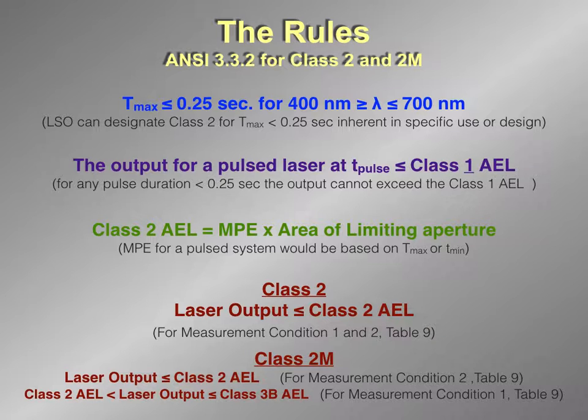Class 2 AEL is found in the same manner as Class 1. You take the MPE based on a quarter of a second exposure, multiply by the area of the limiting aperture used in the calculation, and that will give you the Class 2 AEL. And we already know the Class 2 AEL from previous courses is 1 milliwatt of average power. So for Class 2 the laser output is less than the Class 2 AEL for measurement condition 1 and 2, and for 2M it is less than or equal to the Class 2 AEL for condition 2, but for condition 1 it's greater than the Class 2 AEL but less than or equal to the Class 3B AEL.